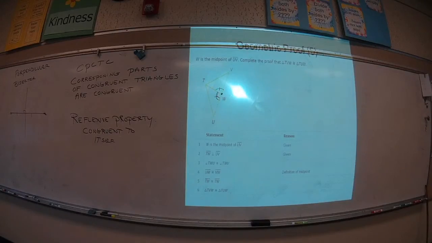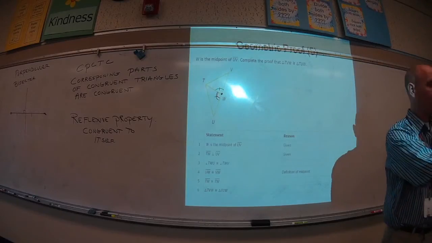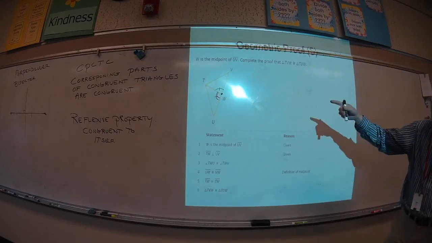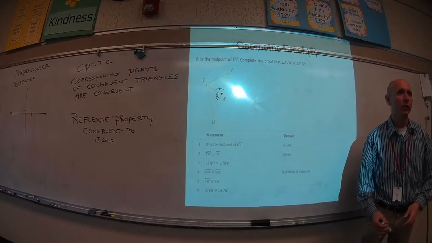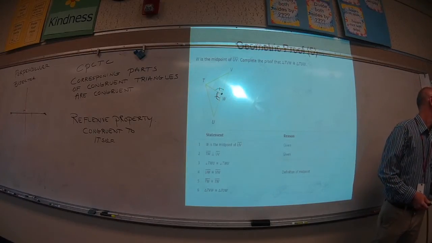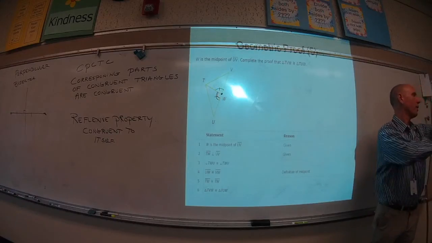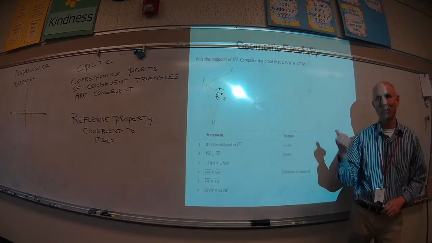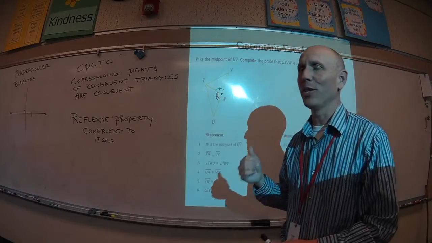Alternate interiors, so we're going to have parallel lines cut by a transversal. Wait, I think I know what it is. Alternate exteriors are when I have two parallel lines cut by a transversal. That's not parallel lines cut by a transversal. Dang it. Corresponding angle theorem is when I have parallel lines cut by a transversal. This is not parallel lines cut by a transversal.